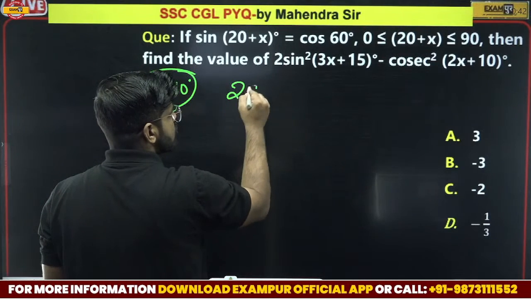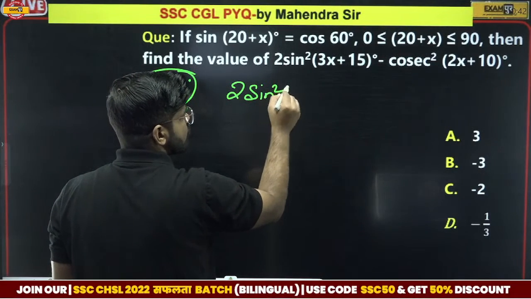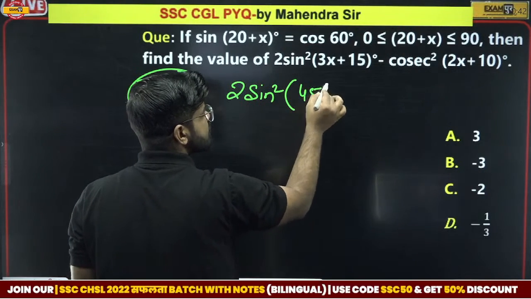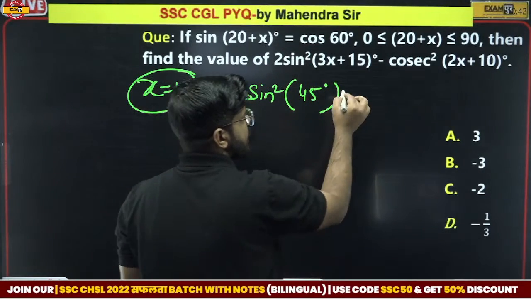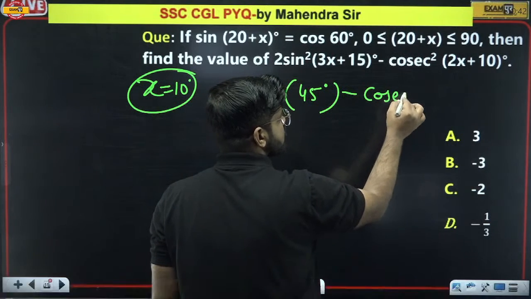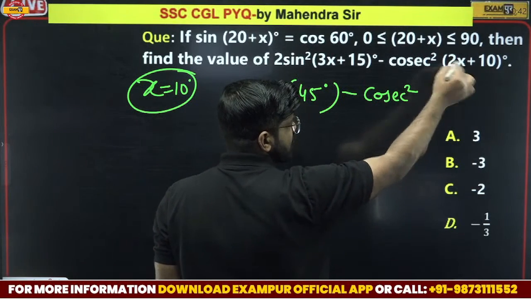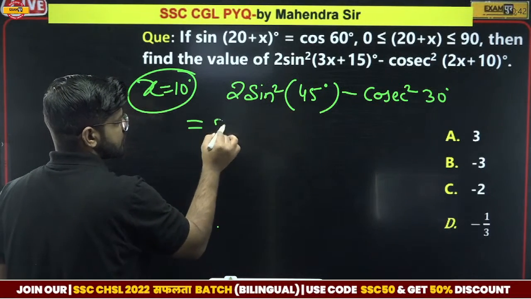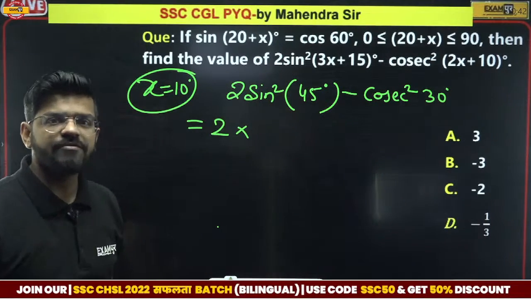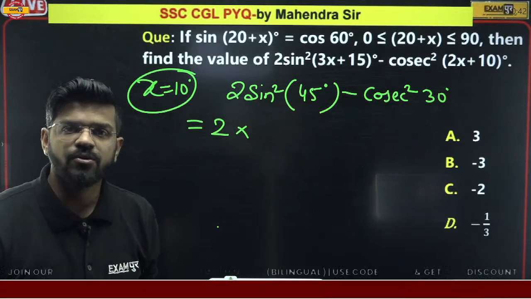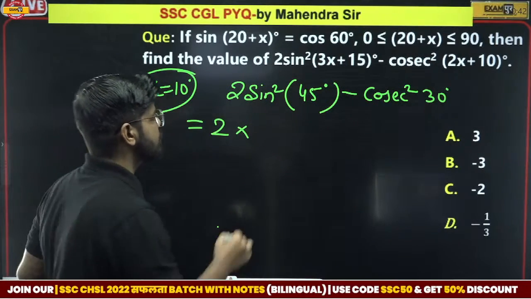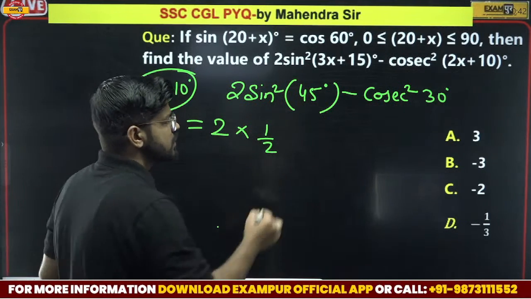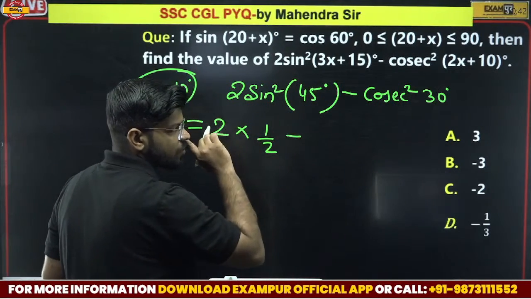So 2 sine square, 3x means 30, 30 plus 15, 45 degree, minus cosec square, 2x means 20 plus 10, that means 30 degree. Now solve this. So 2 sine square 45. Sine 45 is 1 by root 2, so its square will give you 1 by 2. Minus cosec square 30 degree.